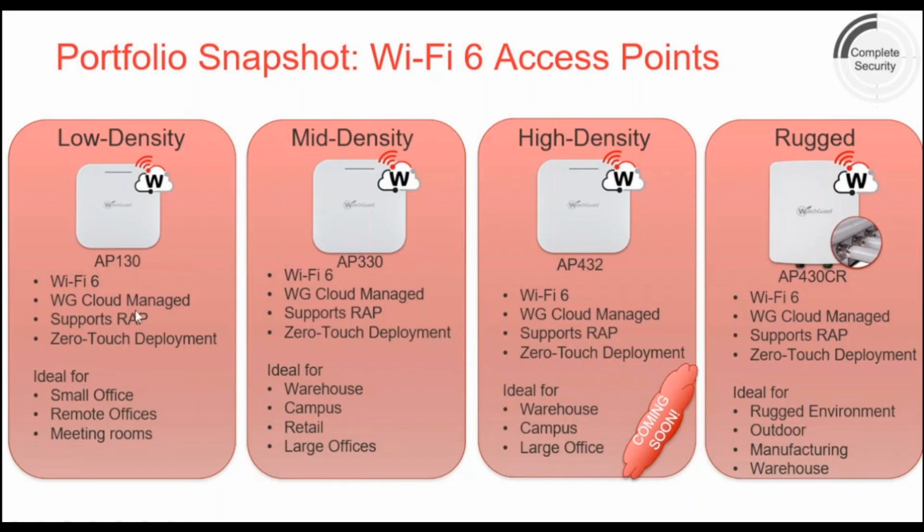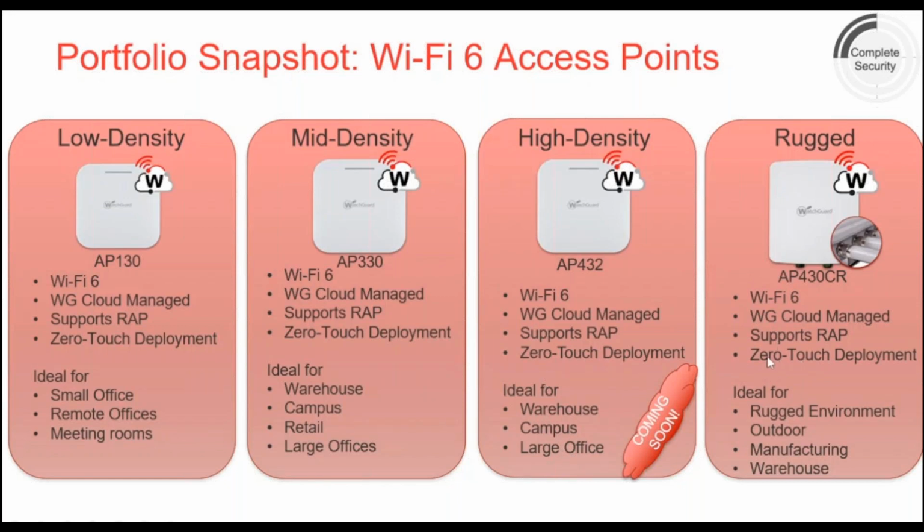Now, when it comes to the 130, it is for low density, so small office, remote office, or meeting room. The 330 is for locations such as warehouses, campuses, retail, or large offices. For the high density, this says coming soon, but it already came a couple of weeks ago, so this is available as well. The 432 is ideal for warehouse, campuses, and large offices.